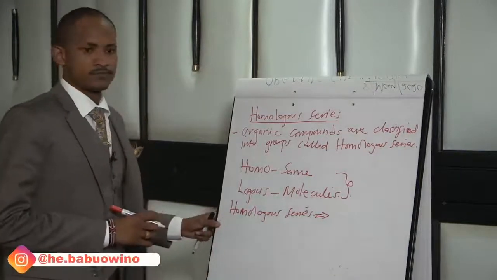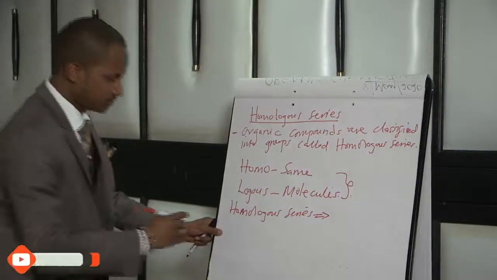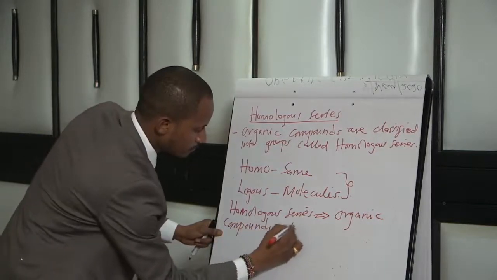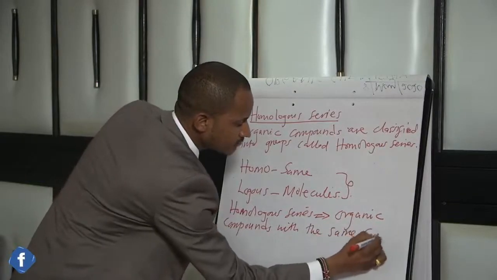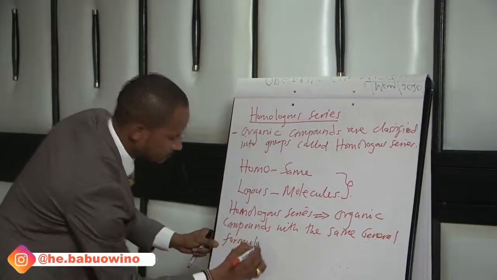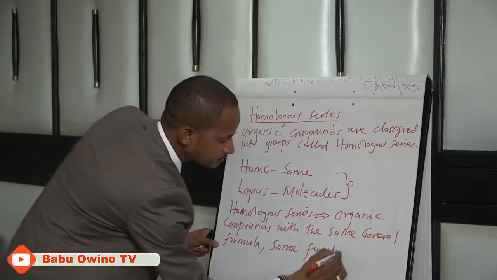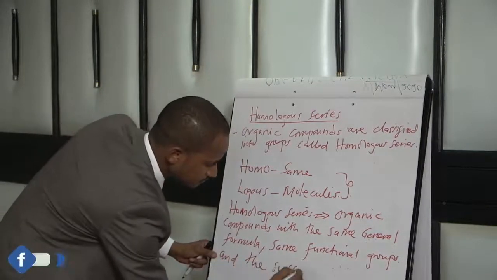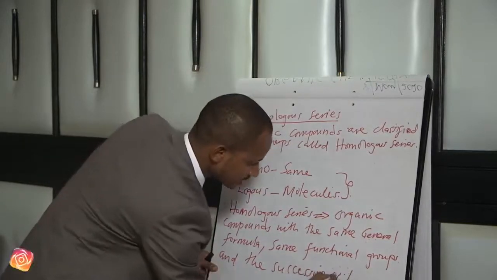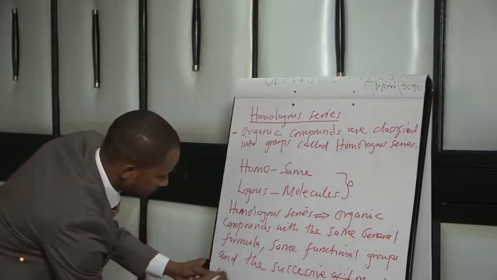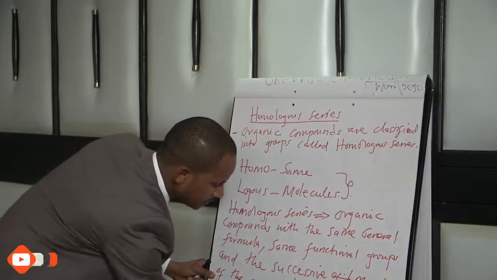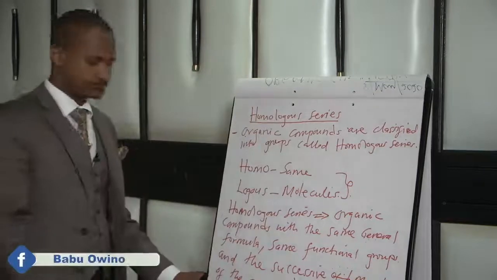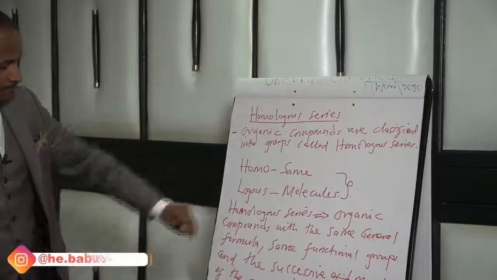So homologous series are organic compounds with the same general formula, same functional groups, and the successive members of the group differ by a CH2 group. This is homologous series. From here, we have various types of homologous series.